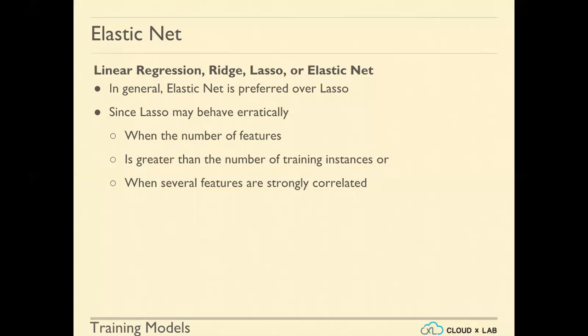So Lasso may behave erratically from one scenario to another when the features are strongly correlated with each other. So in those cases also, Lasso may not work very well.